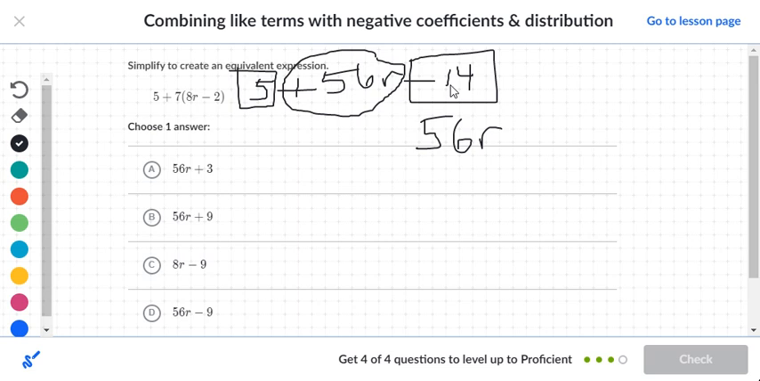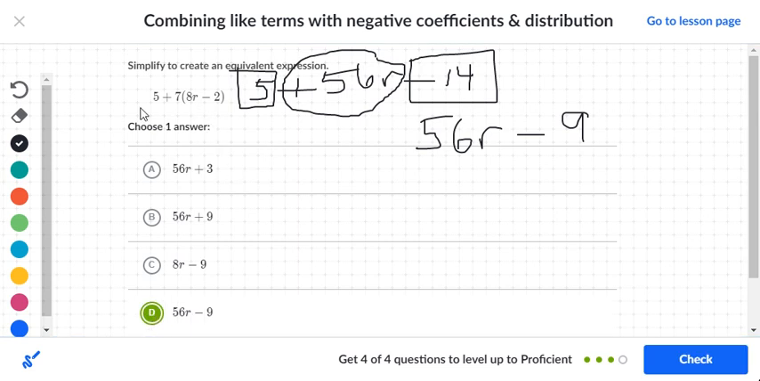Now we owe 14. We should pay back 14, but we're only paying back 5. So that means we still owe $9. So we need something that has 56R minus 9. The only answer that matches that is D. And again, notice that we're only choosing one answer.